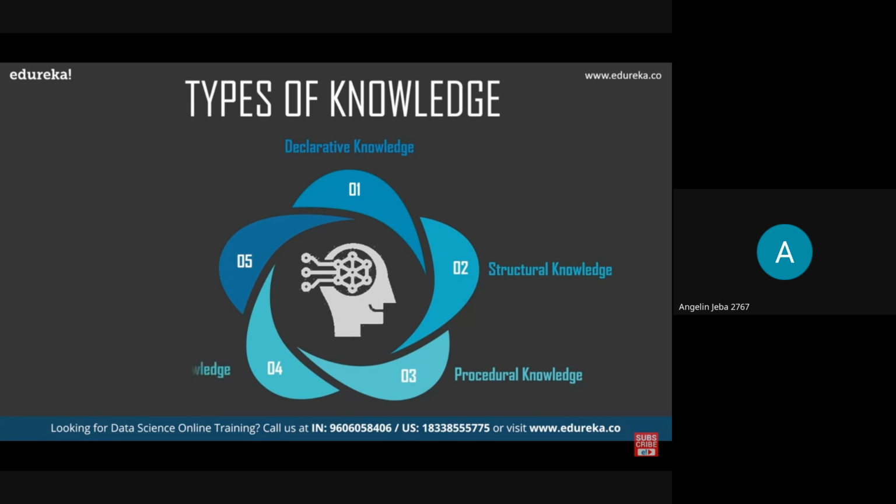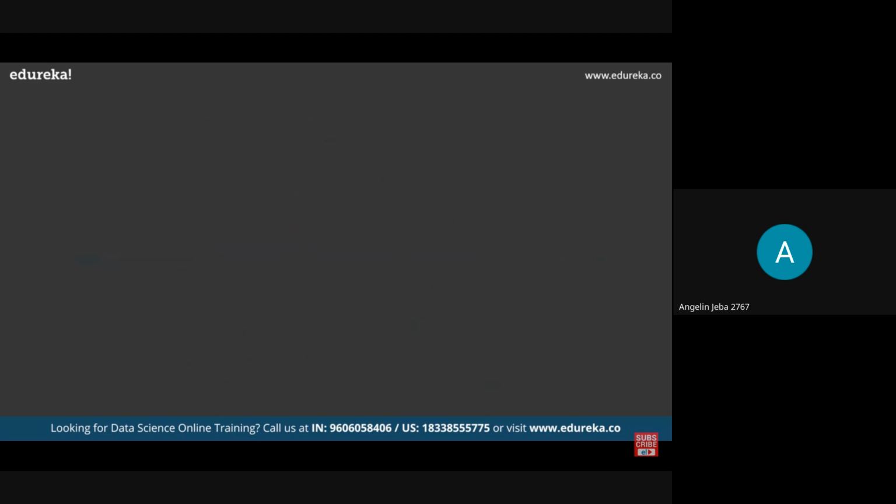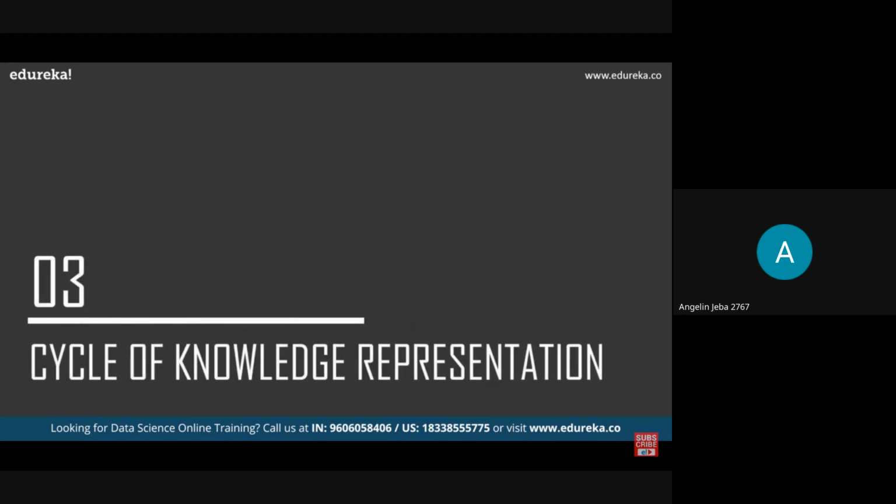The fourth one is meta knowledge. This defines knowledge about other types of knowledge. And finally, we have heuristic knowledge. This one represents some expert knowledge in the field or subject. So, these were the 5 important types of knowledge in AI. Now, let's have a look at the cycle of knowledge representation and how it actually works.